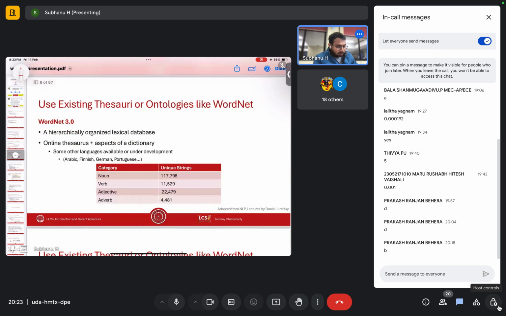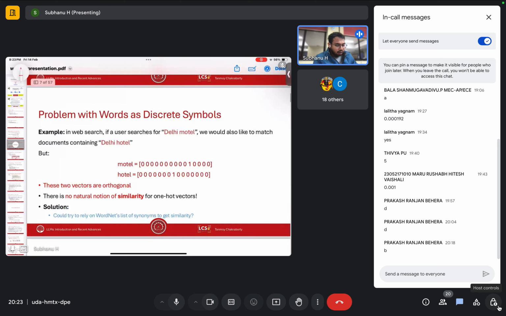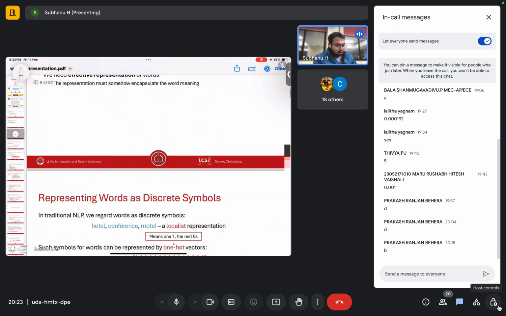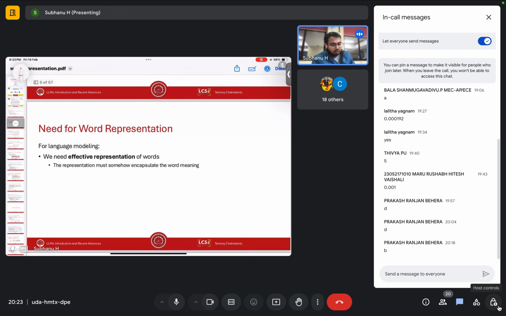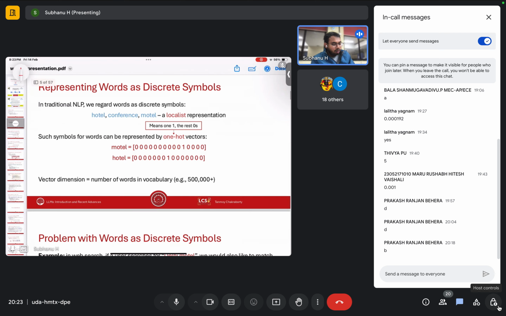So this is how your word is being represented. Suppose you are writing a word like hotel, conference, or motel. You have a big corpus, so how will you represent these words? Suppose you are doing a one hot representation. Here we have 1, 2, 3, up to 15, so we have 15 words.